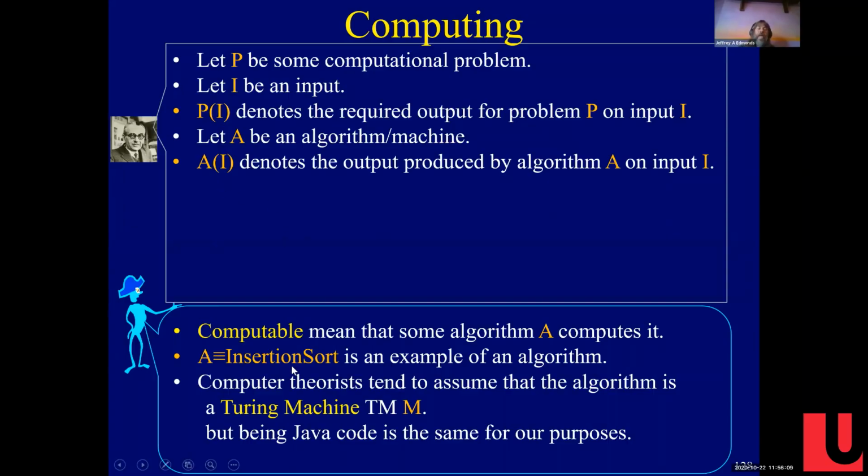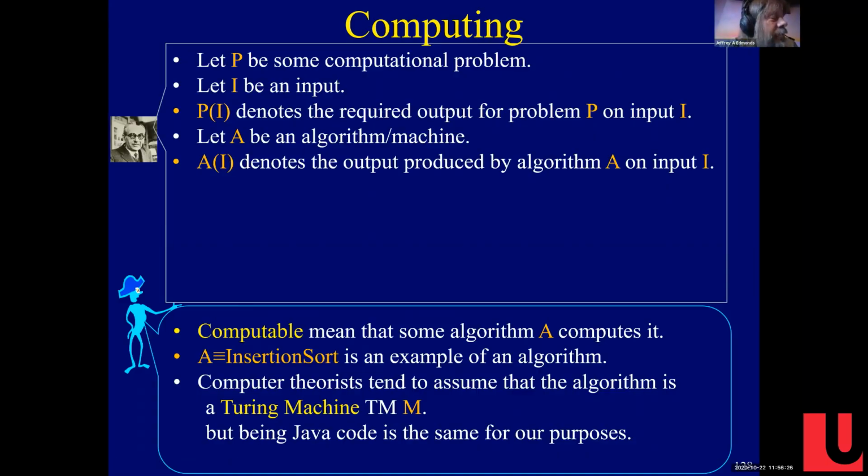So here, A is an algorithm. All we know is it has a finite description. All right, so now what is A of I? Well, it's just what you think. A is an algorithm, you give it an input, and A of I will be the output, right?